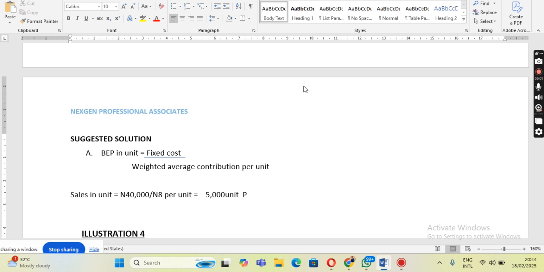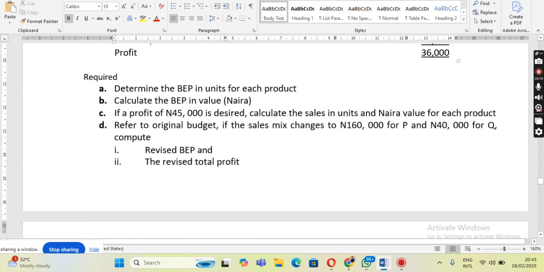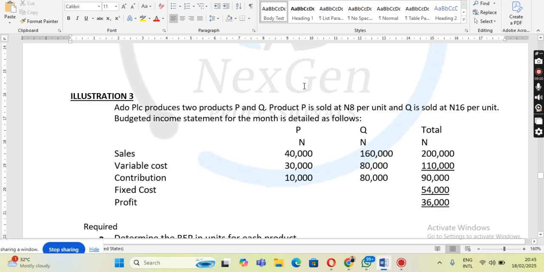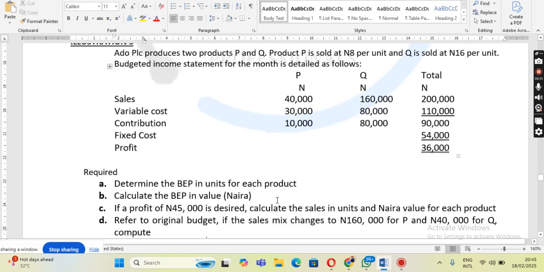Check your material, it is P, right? Now, what is the total sales for the second one, which is Q? It is 160,000 naira, divided by 16 naira per unit. You have the material. Now we want to get the sales in units, right?